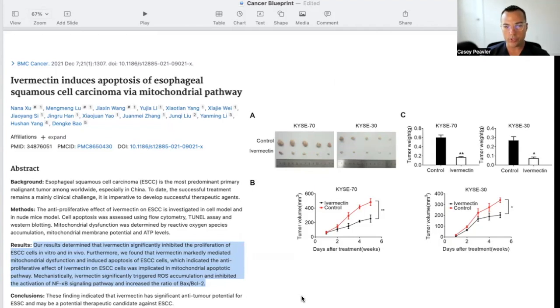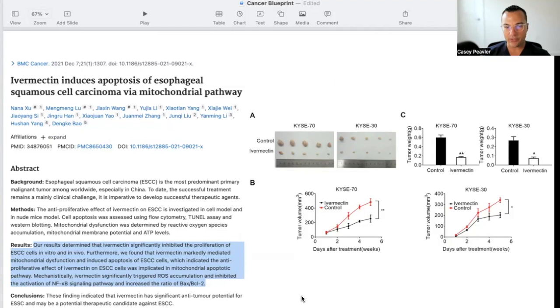And it says here that our results determined that ivermectin significantly inhibited the proliferation of esophageal squamous cell carcinoma cells in vitro and in vivo. Furthermore, we found that ivermectin markedly mediated mitochondrial dysfunction and induced apoptosis of esophageal squamous cell carcinoma cells, which indicated that the anti-proliferative effect of ivermectin on these ESCC cells was implicated in the mitochondrial apoptosis pathway.